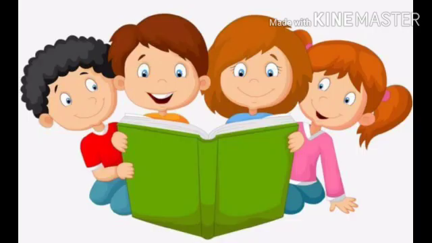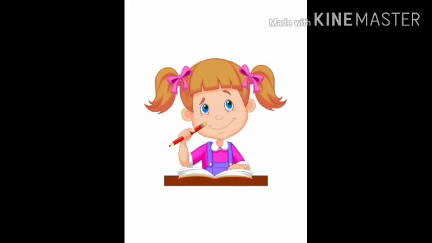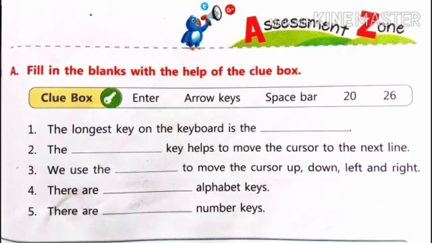Now I hope you will remember about the different types of keys on the keyboard. So let's start our book exercise. A number. Fill in the blanks with the help of the clue box. Here is the clue box. And the clues are enter, arrow keys, space bar, 20 and 26.